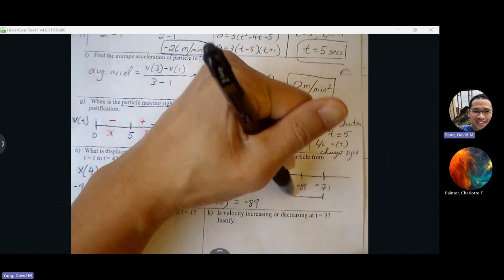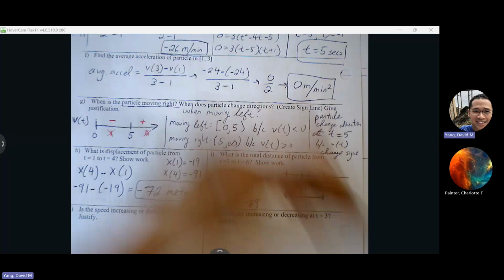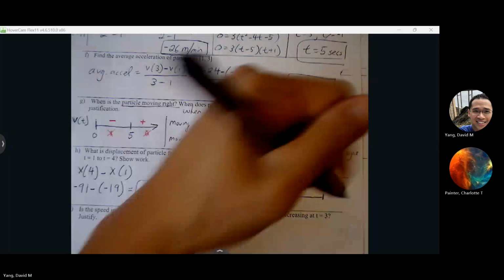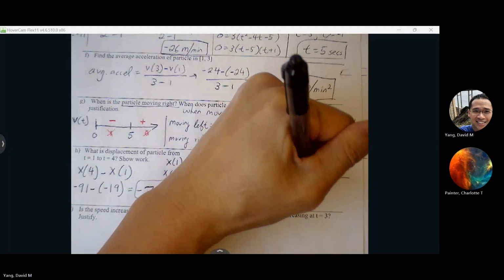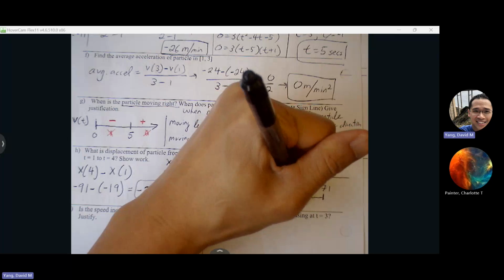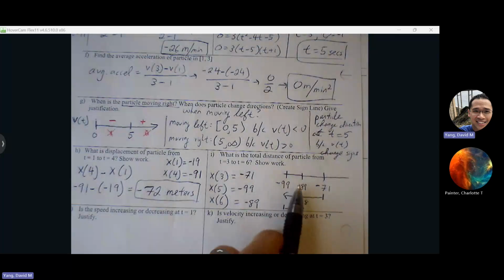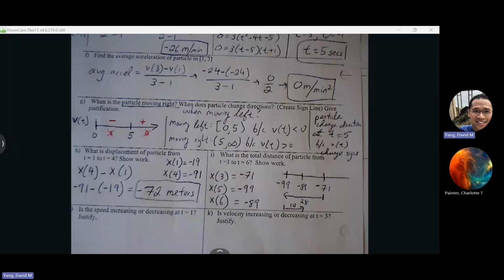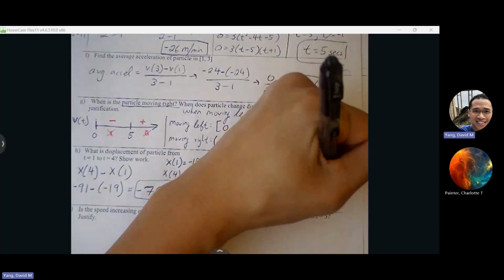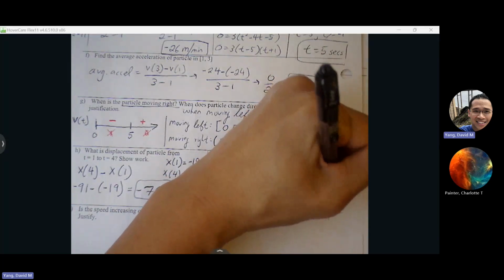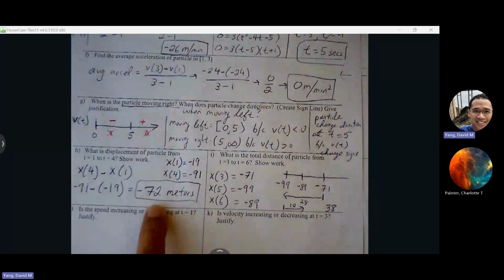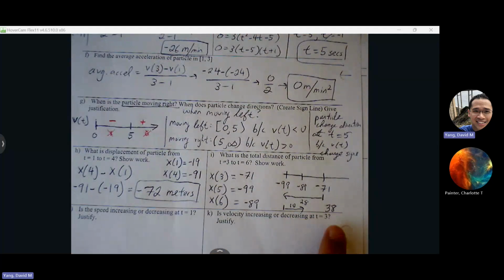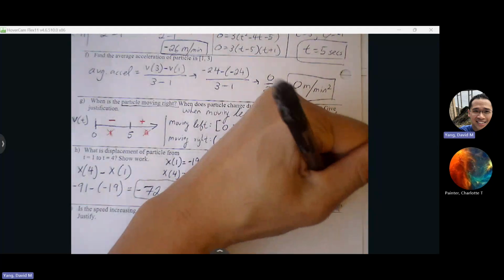From negative 71 to negative 99, how many steps would you have taken? 28. And from negative 99 to negative 89, how many steps? 10. You've taken 28 steps to the left and 10 steps to the right. How many steps have you taken in total? 38. That is your distance. Maybe positive, right? Yeah, always positive for distance. It's okay to have your displacement be negative, but your distance is always positive.